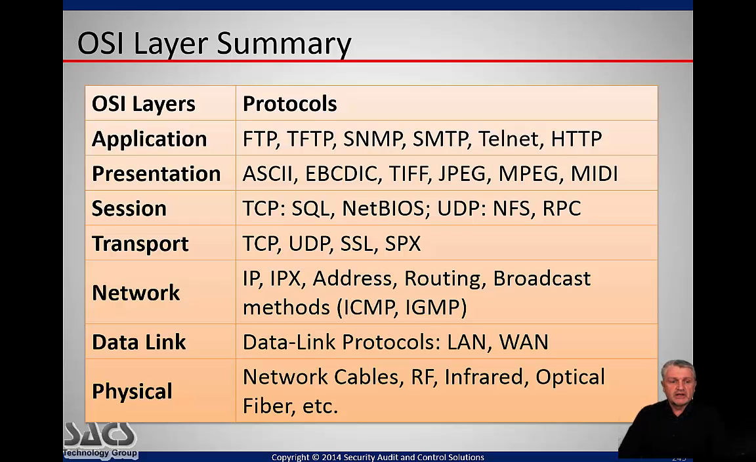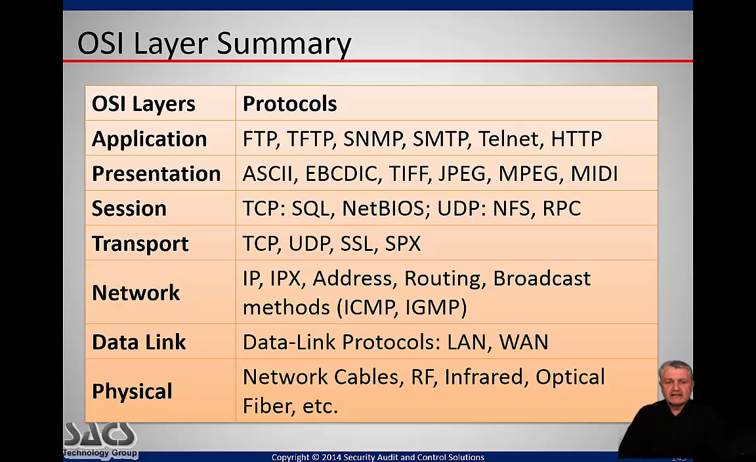At the network layer, we have IP, IPX, and addressing that takes place there. For example, your IP address would be 192.168 and a number, and that is your addressing. It will take routing. So at this layer, we have routing, and we have broadcasts such as ICMP and IGMP.